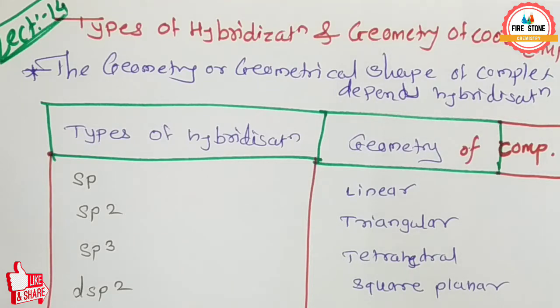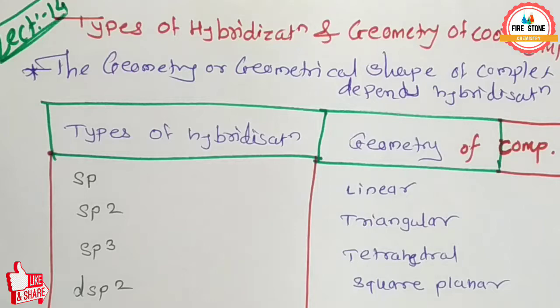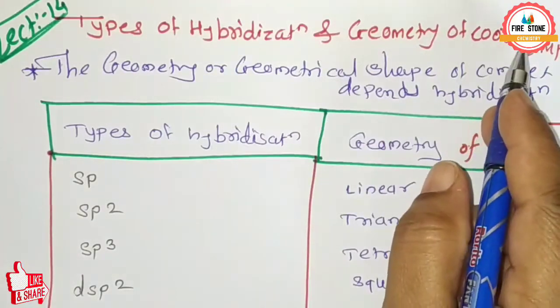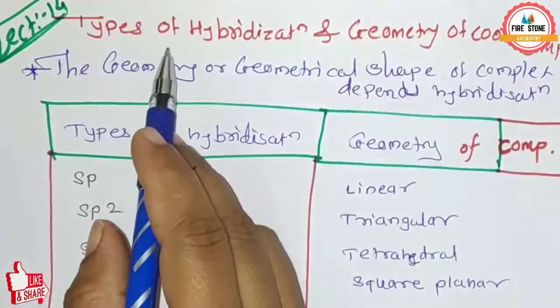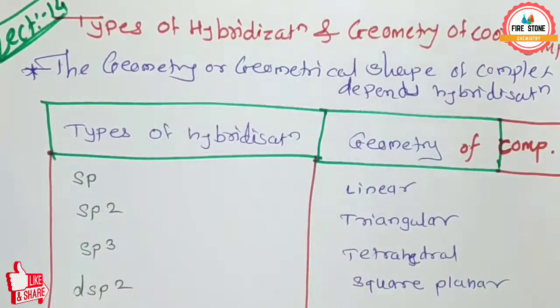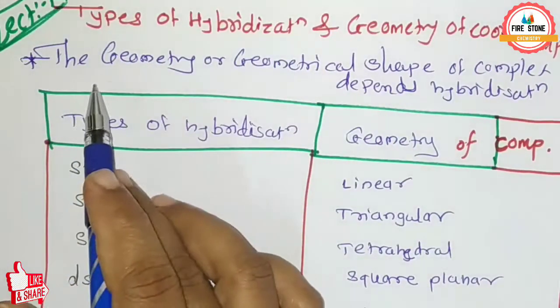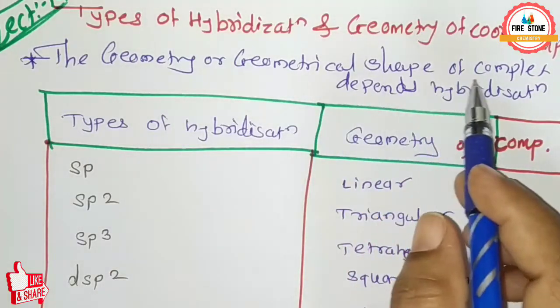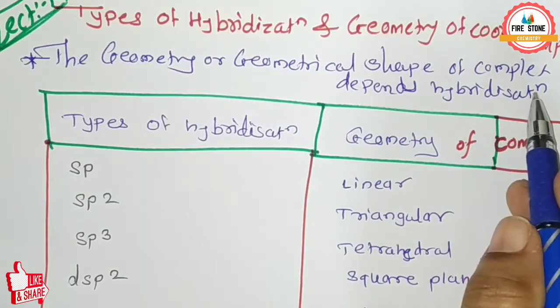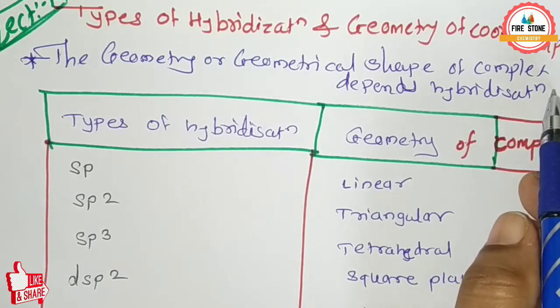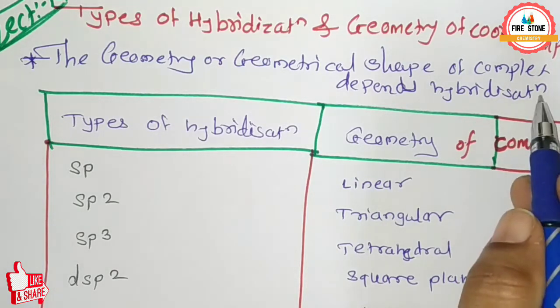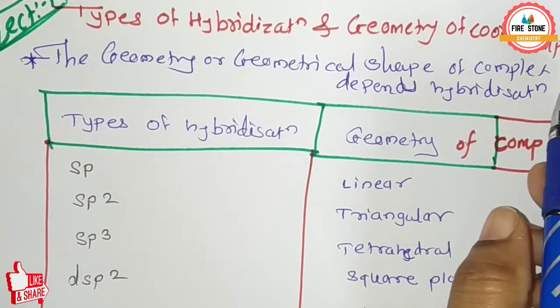If you want to see the lectures related to coordination compounds, go to the channel and see all the lectures on coordination compounds. Today we start the topic, types of hybridization and geometry of coordination compounds. This is a very important topic for your exam. The geometrical shape of a complex depends on the hybridization of the metal or central ion.